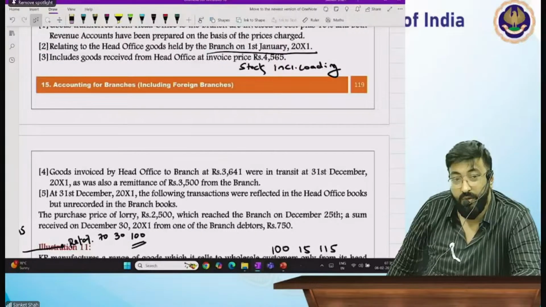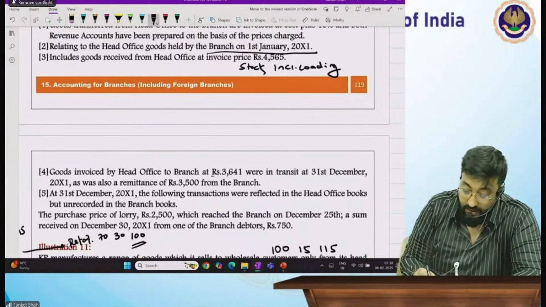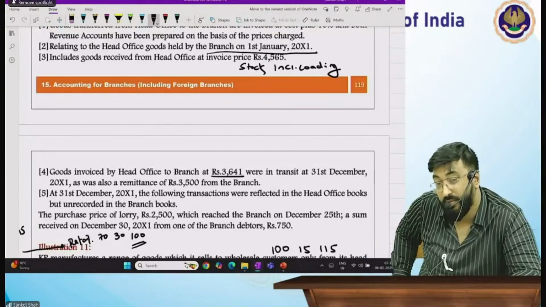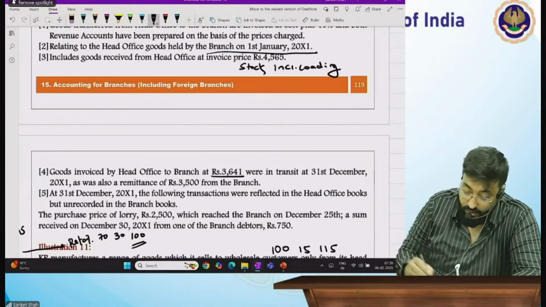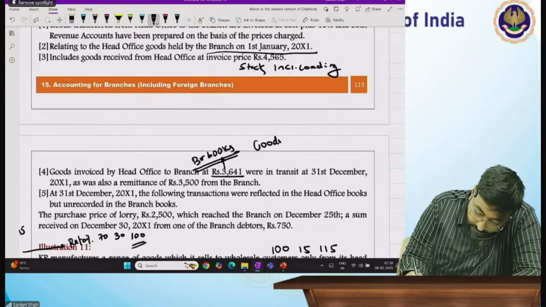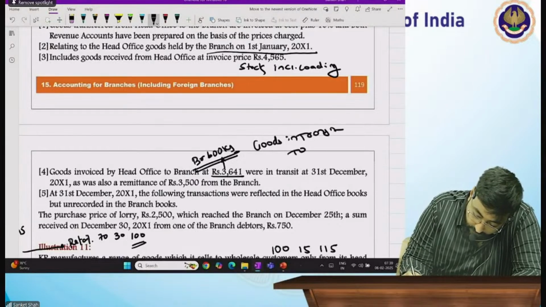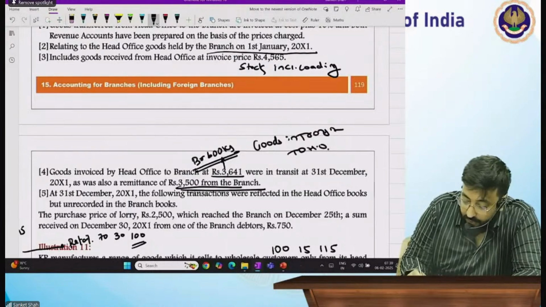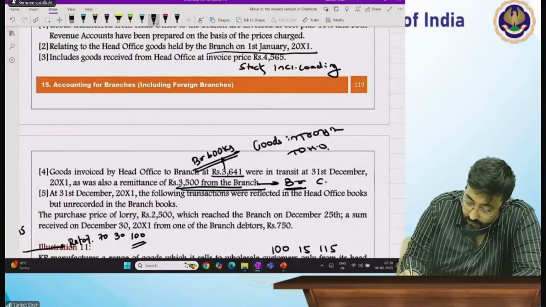Number 4. Goods invoiced by the head office to the branch 3,641 were in transit, and remittance of 3,500 from the branch is also in transit. So first tell me, 3,641, who will record that? It will be recorded by branch. So what will branch record? Branch books: goods in transit from head office 3,641. And for 3,500, who will record it? Head office will record it. Cash in transit. Sorry, HO books: cash in transit from branch.